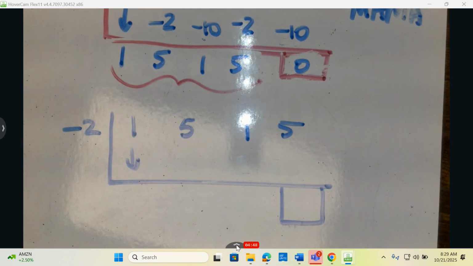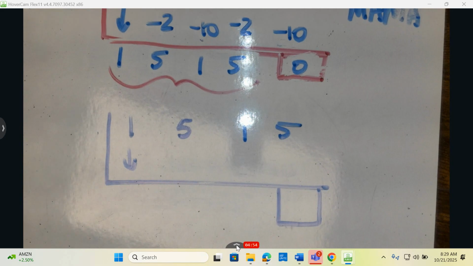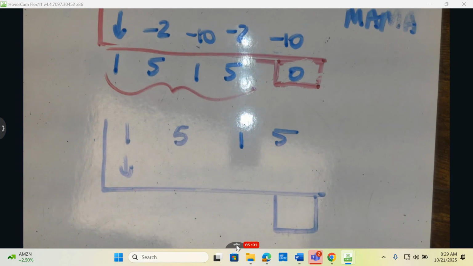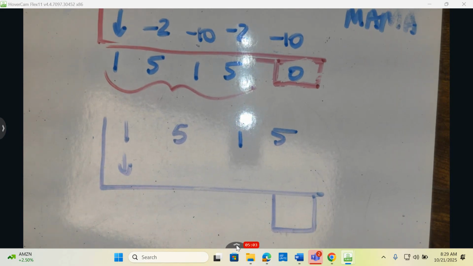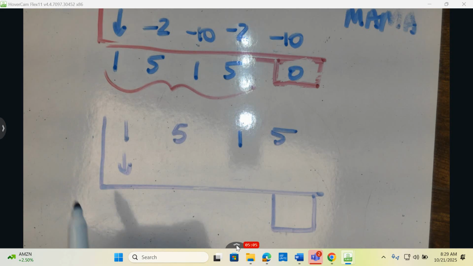Can I have all the females test 5, all the males test negative 5, please? Females test 5, males test negative 5. Let me know as soon as you find one that works. -5 is working. Thank you.